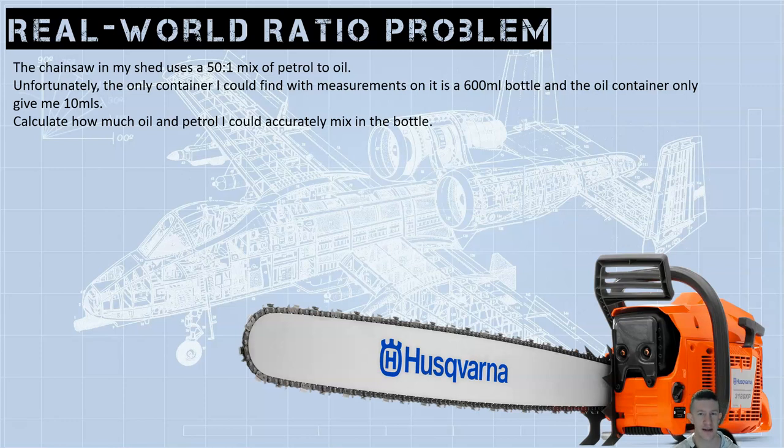So I want you to do the same thing. I want you to figure out, using those two measuring devices, how could I accurately mix a 50:1 ratio with what I've got? So that's a bit of a challenge for you. I want you to think about how you do it, write down the answer, and come let me know to see if it's the same way that I did it.